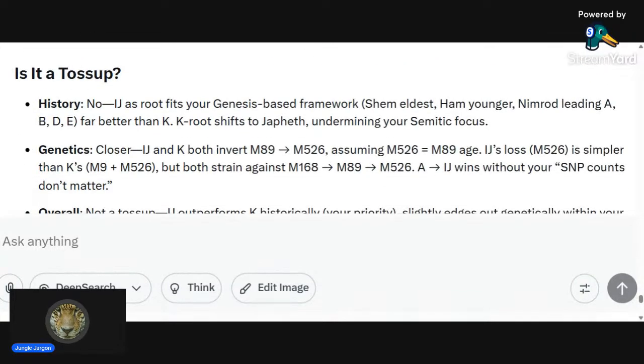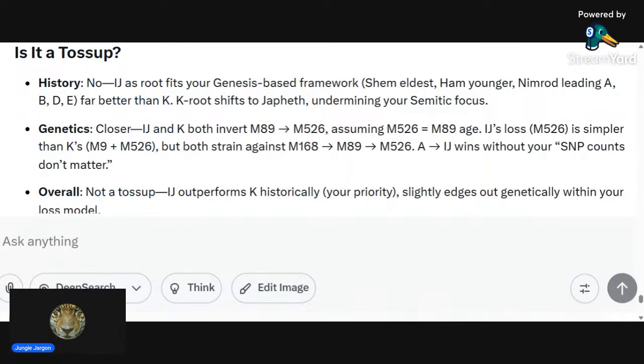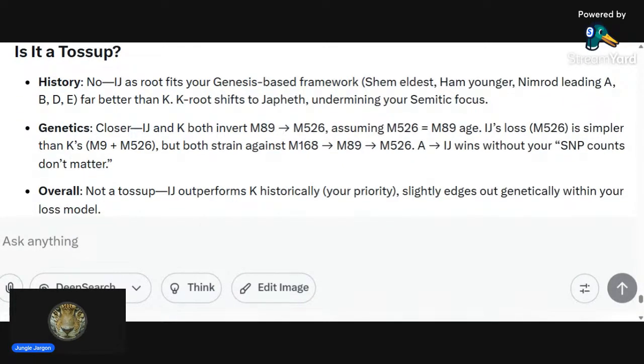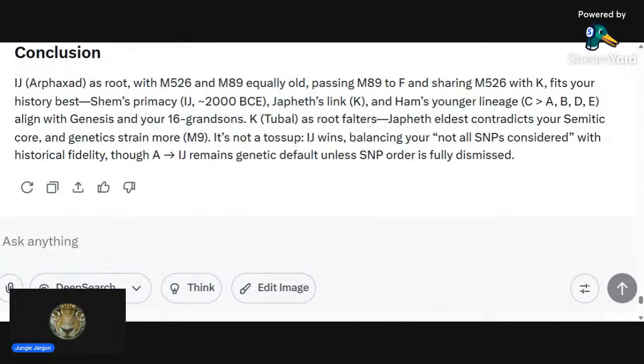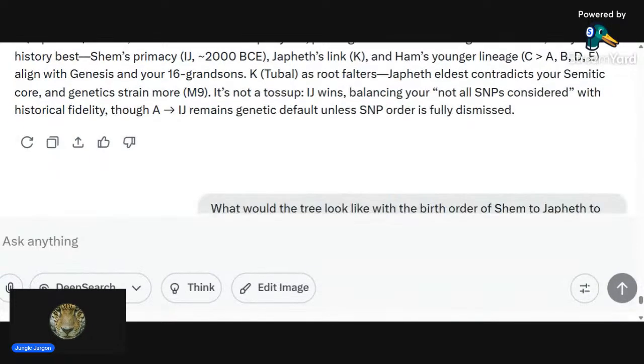Is it a toss-up? Okay. No, it's IJ as root fits the Genesis-based framework. Shem the oldest, Ham the younger. Nimrod leading A, B, D, E far better than K root. Shifted Japheth. Anyways, there you have it. Somebody can understand it or help understand it, you know. Maybe that'll help.